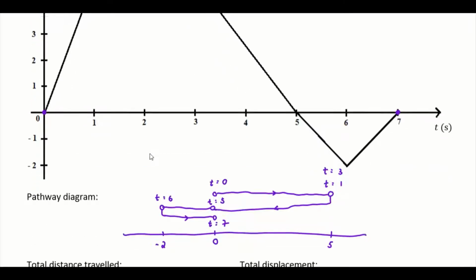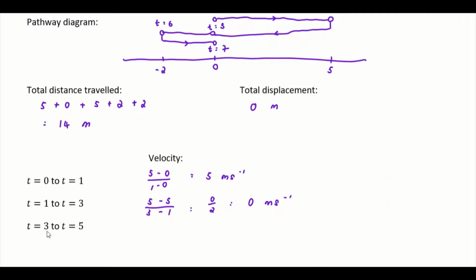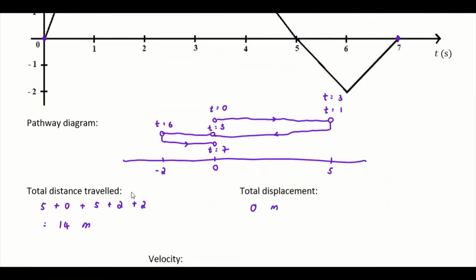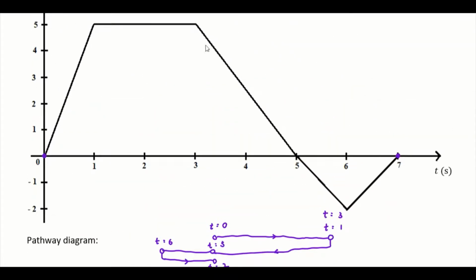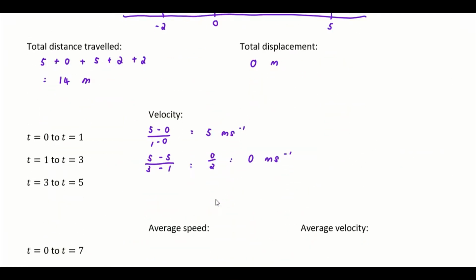Okay, so now the last part, let's try to look at t equals 3 to t equals 5. So it's regarding this part here. Obviously for this line, you know that you will have a negative gradient. So the x coordinate here is 3 and then 5 for the y coordinate, and here is 5 and 0. So the same thing, let's try to calculate the gradient.